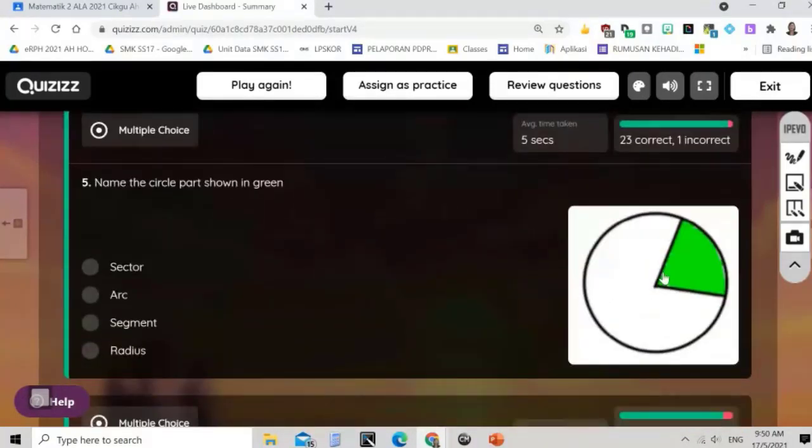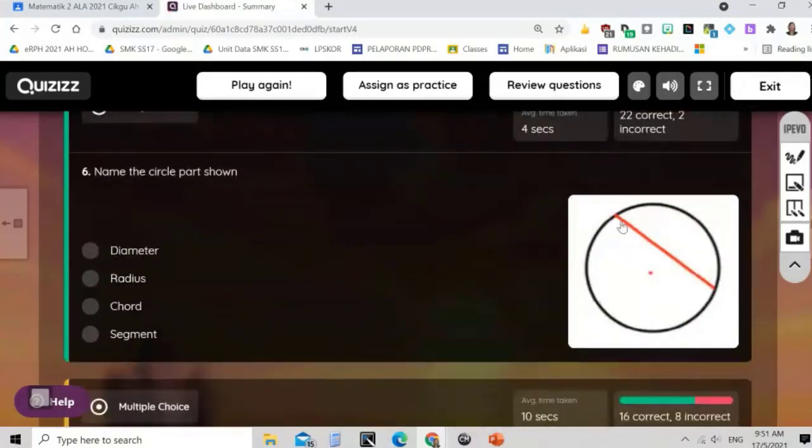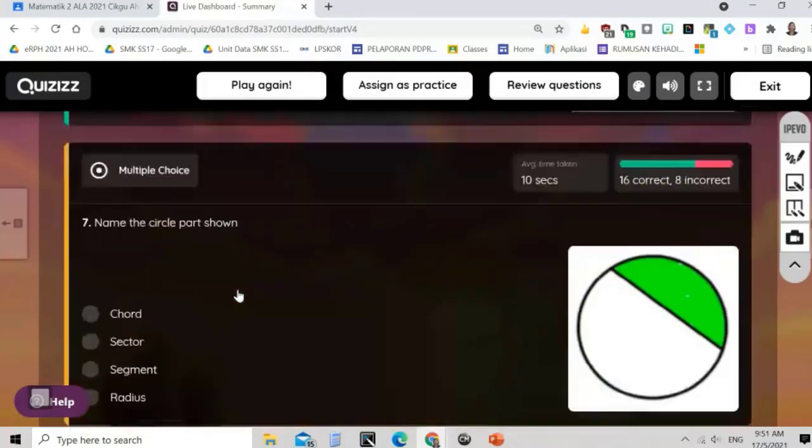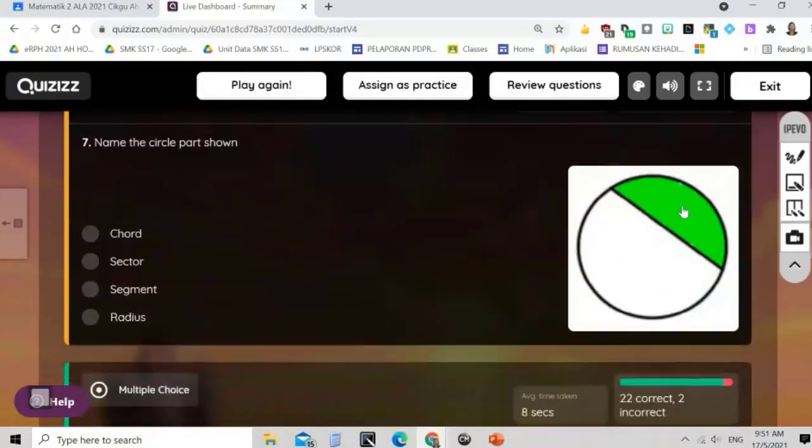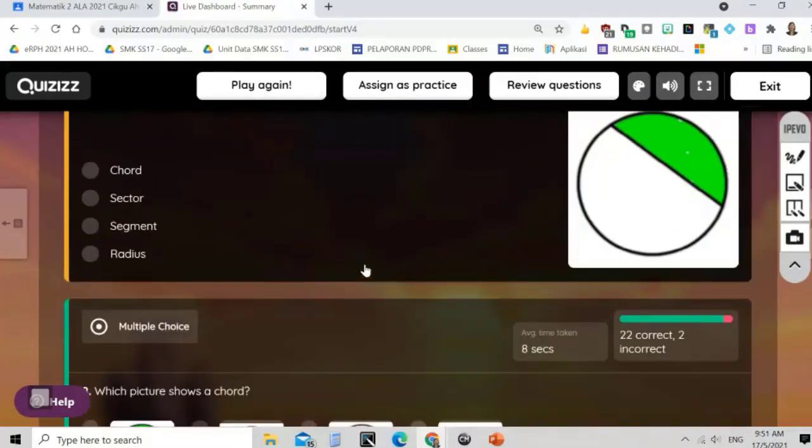Okay, so number 5, shown in green. Sector. Sector, yes. I didn't give minor sector, so it's a sector. So this one, chord. Yes, chord. Okay, 7. This one? Segment. Segment. Okay, just now without color, that's chord. With the color inside, the whole enclosed thing is the segment.